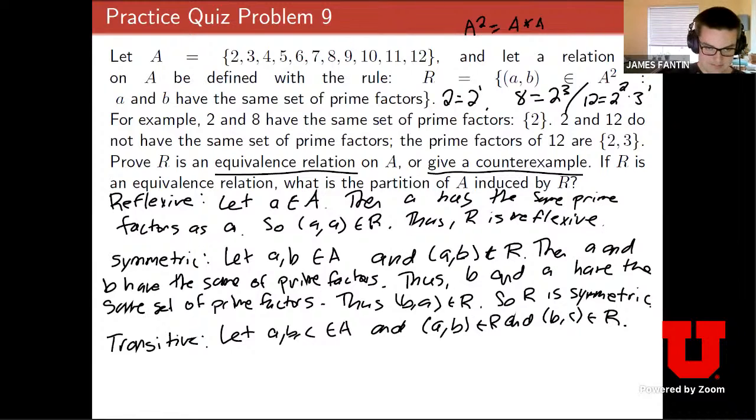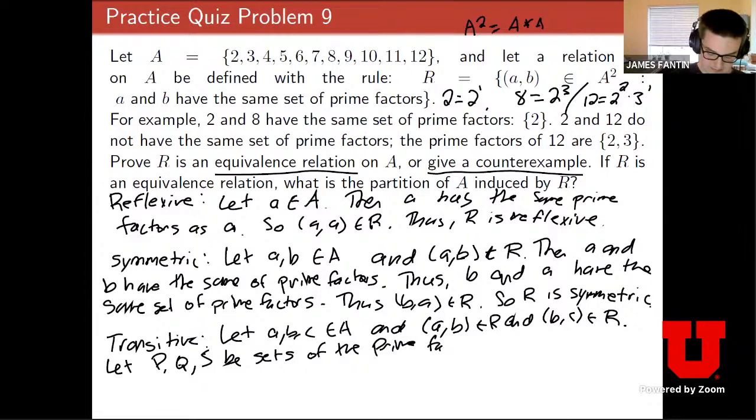So let's let, we're just going to call it big P, big Q, and big S. We generally use capital letters for sets. So these are going to be sets of the prime factors of A, B, C, respectively. So P as the prime factors for A, Q as the prime factors for B, and S as the prime factors for C.